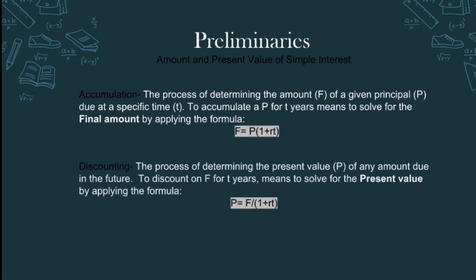Next is discounting. It is the process of determining the present value of any amount due in the future. To discount F for T years means to solve for the present value by applying the formula. So the formula for our present value is P equals F divided by 1 plus RT.